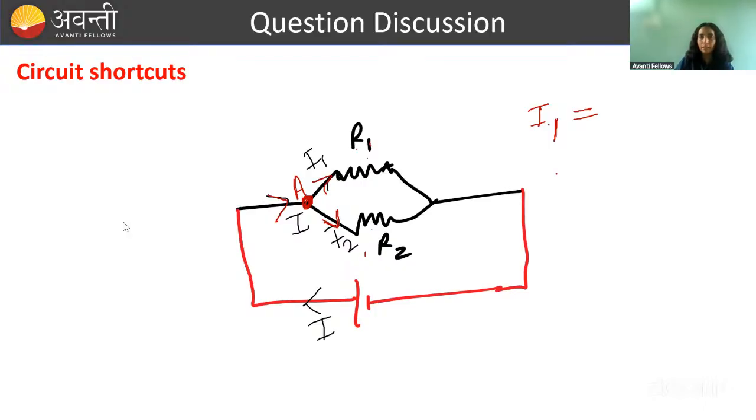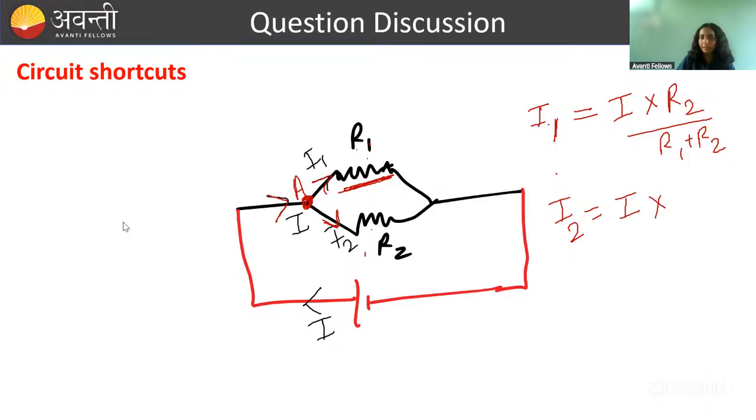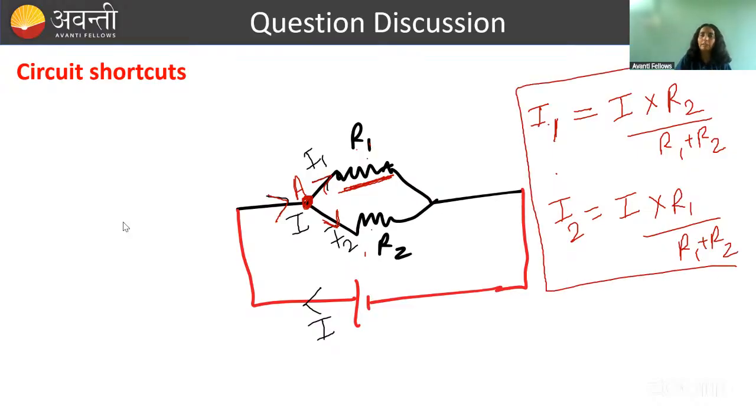So what will you write as the value of I1? Total current I, multiplied by... I1 is flowing in which arm? The R1 arm, right? So in the numerator you will write R2, okay? And in the denominator you will write R1 plus R2. Done? Same way, I2 is written: first write the total current. We are calculating I2, the current through R2, so in the numerator you don't write R2. The other one, that is R1, divided by R1 plus R2.